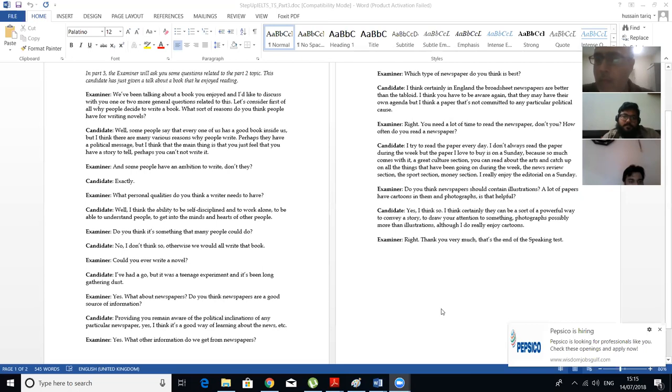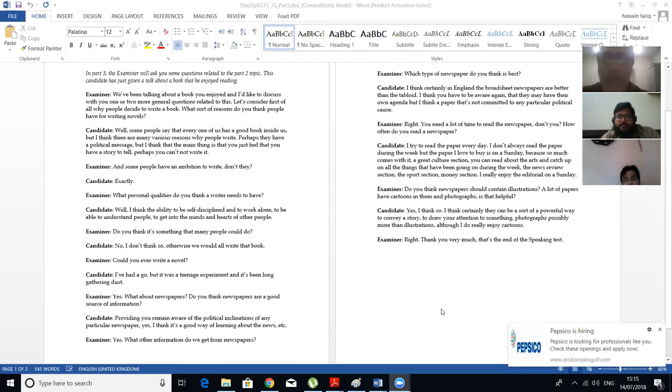What other information do we get from newspapers? I mean, which type of newspaper do you think is best? I believe a newspaper which can have a neutral opinion. These days, a lot of agenda, a lot of inclination is observed because of their linkages and potentials, and obviously for some financial revenues and from the advertisement viewpoint.